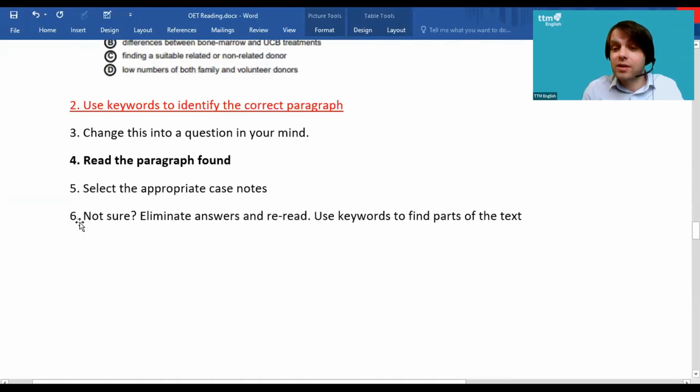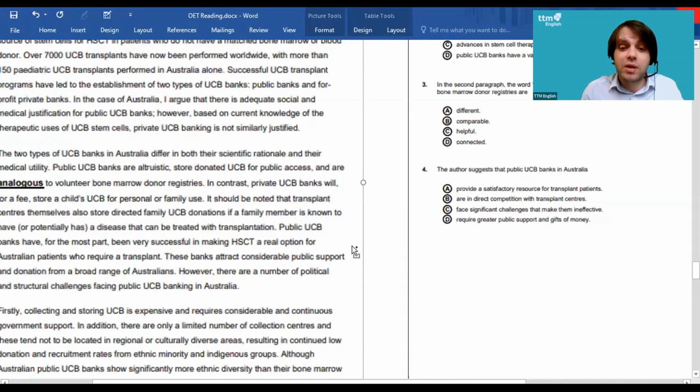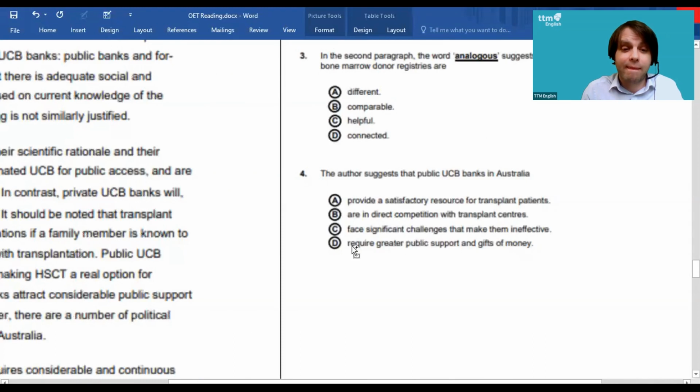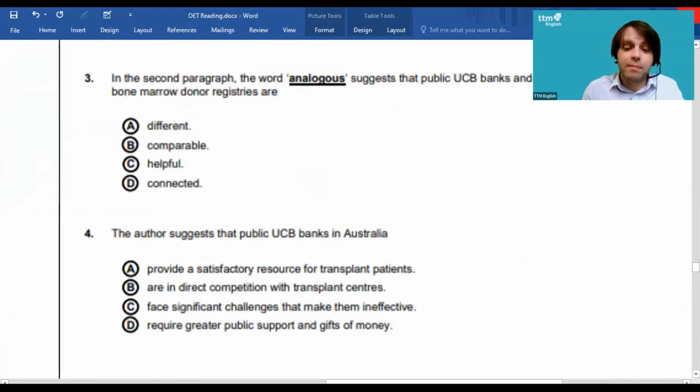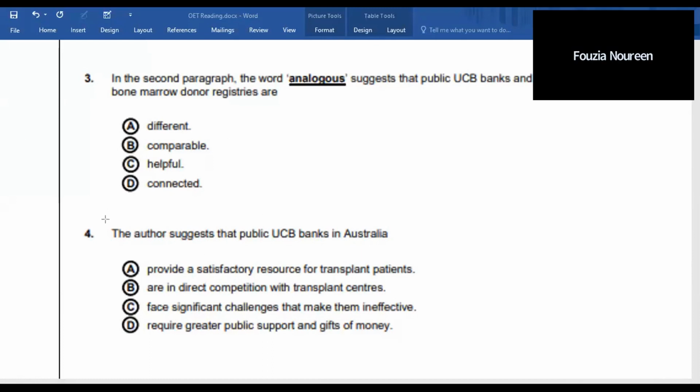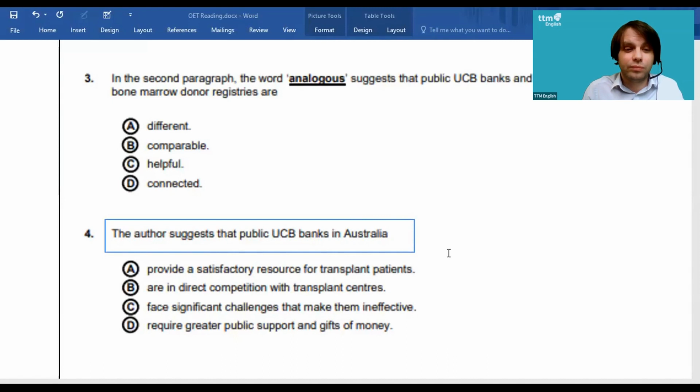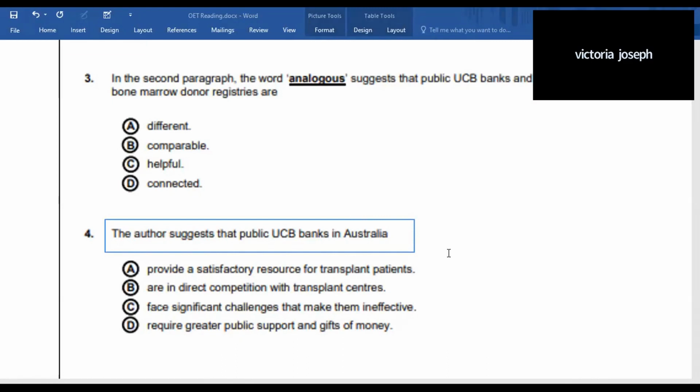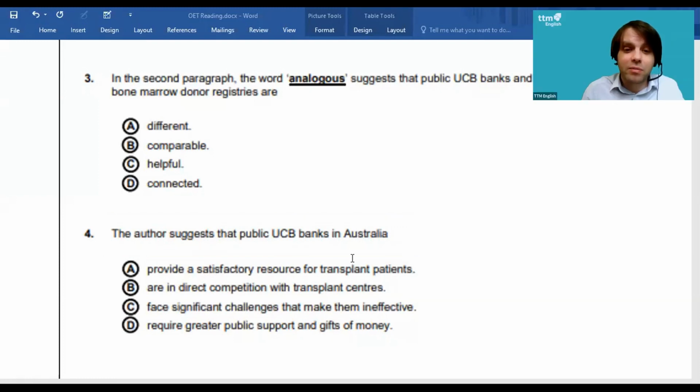All right, let's try it. So, Victoria, we're going to do it with number 4. One more time: what do we need to do first? Read. Can you read it for us, Victoria? The author suggests the public UCB banks in Australia. Okay. So now I need to find the paragraph because I'm not sure which paragraph to look in. So I need some keywords.